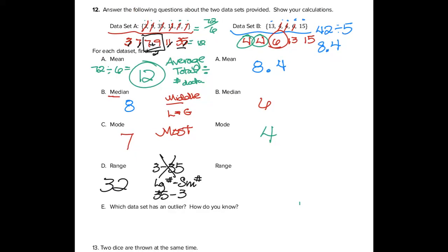The range is the largest number minus the smallest. My largest number is 15. My smallest number is 4. 15 minus 4 gives me 11. So the range is 11.